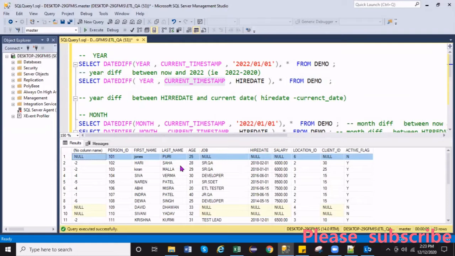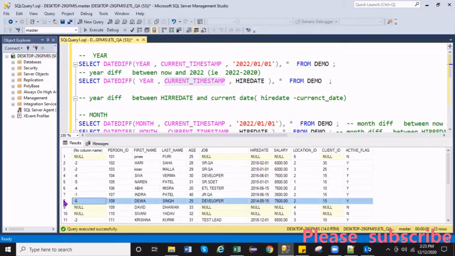See here, the hire date is 2018. So if somebody asks, hey, how long has Hari been working? You can tell that Hari has been working for 2 years, 4 years, 5 years. See here, like that, 6 years. See row number 8, he was hired in 2014, and till now he has been working for 6 years. His name is Deva Singh, a developer.